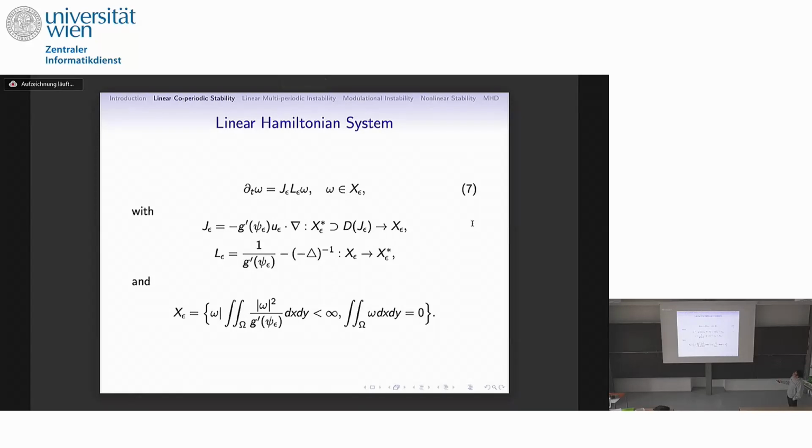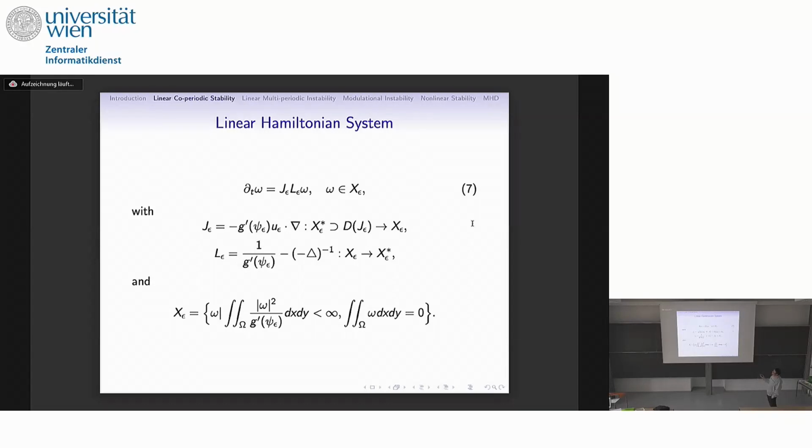Okay, so this is the symplectic operator, and the self-adjoint part, the symmetrical part L epsilon, is given by 1 over G prime minus the Laplacian inverse. And our space X epsilon is the following one. It's the weighted L2 space for vorticity, and the weight is 1 over G prime. But we also add a side condition: the integral of vorticity is equal to 0.